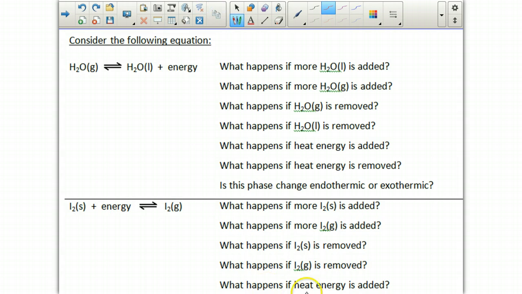And then finally, what if heat energy is added? That's the same thing as saying, what if we increase the temperature? And if we increase temperature, we're going to add more energy. And adding more energy, because it's on the left side, will cause it to shift to the right, which is going to make my iodine solid decrease and make my iodine as a gas increase.